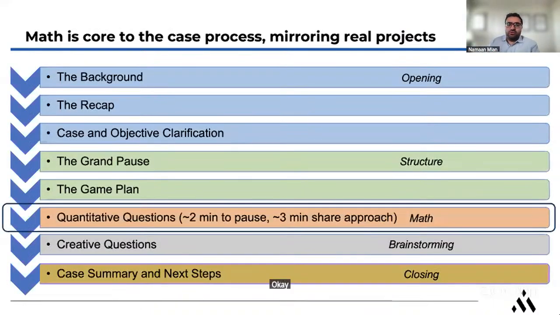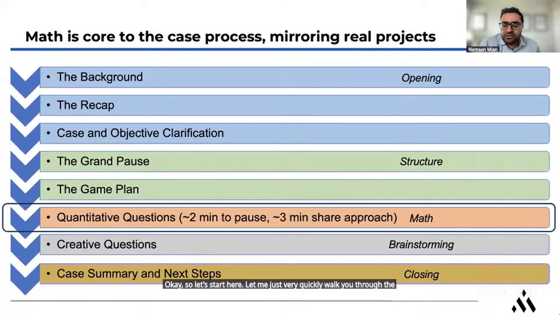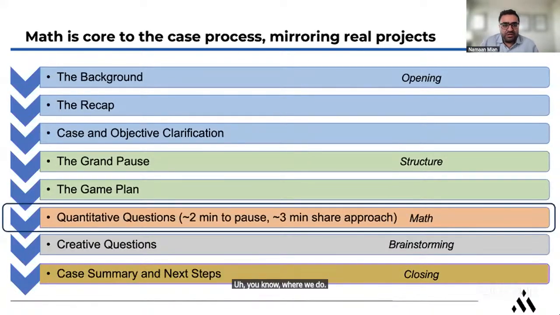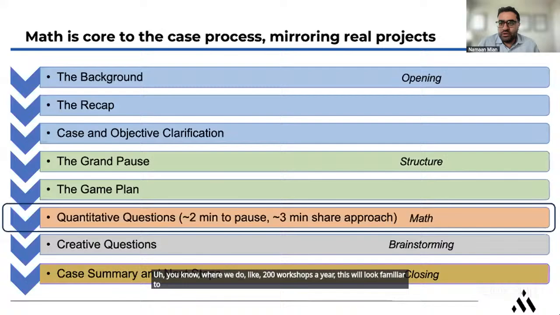Okay, so let's start here. Let me just very quickly walk you through the anatomy of a case interview. If you are already in black belt, this will look familiar to you. If you're a partner at one of our universities, where we do like 200 workshops a year, this will look familiar to you. So I'm not going to do a deep dive into this, but I just want you to see that there are five distinct pieces to a case interview. There's an opening, there's a structure, there's a math component, there's a brainstorming component, and there's a closing.